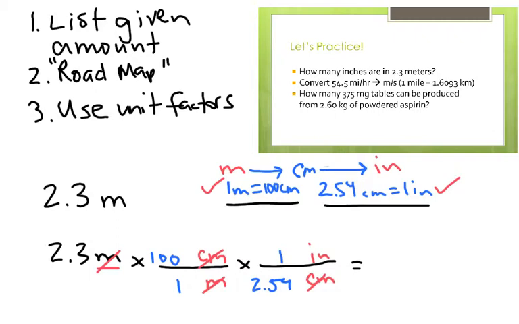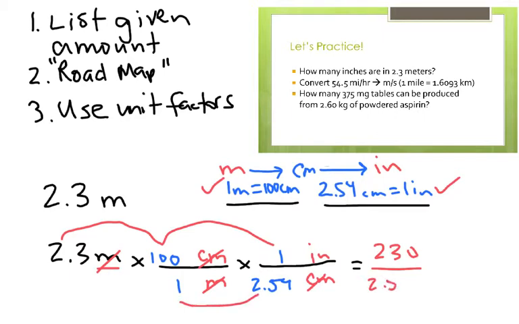What I'm going to do is I'm going to calculate everything across the top. 2.3 times 100 times 1. That's going to give me 230 across the top. On the bottom, I have 1 times 2.54, so that would be 2.54. When I divide 230 by 2.54, this is going to give me my answer.